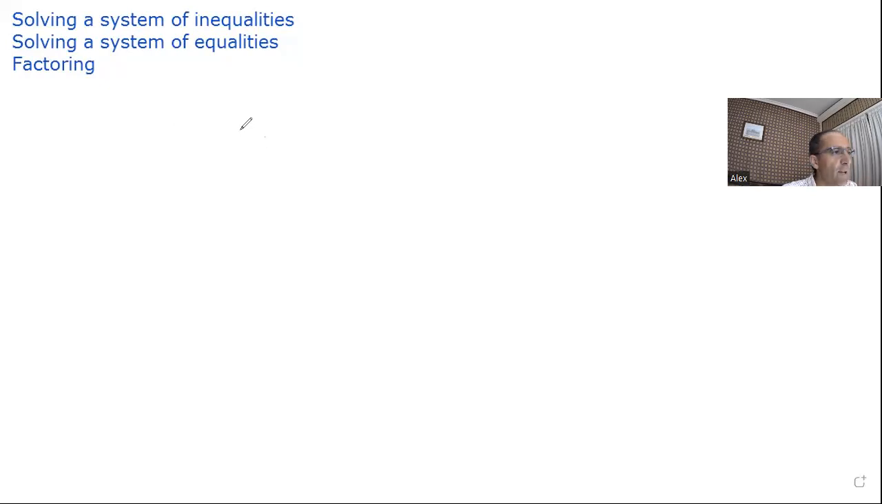And well, let us go to the first topic, solving a system of inequalities. Suppose that we'd like to solve this: 2x plus 4y is greater than or equal to 8. And y is smaller or equal than 3/4 of x.